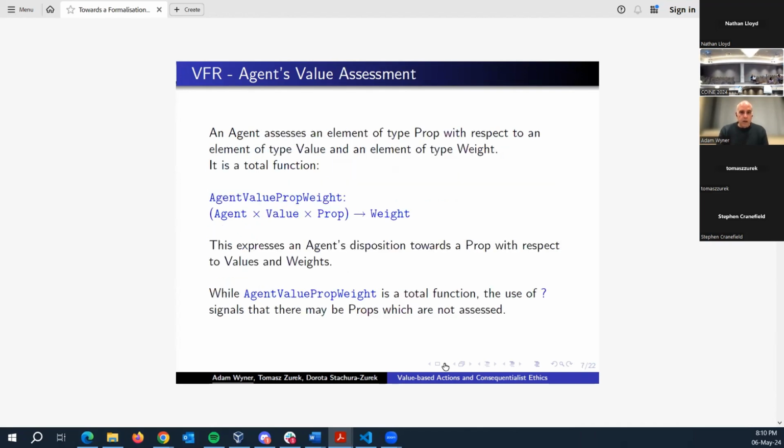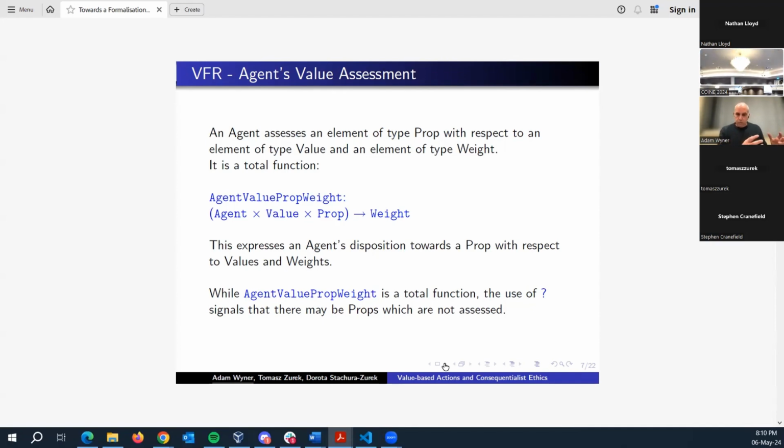Then we have an agent's value assessment, where the agent looks at each proposition and assesses it with respect to a value and a weight. Okay, so given an agent, a value and a proposition, it outputs a weight, which expresses the agent's disposition towards a proposition with respect to values and weights.